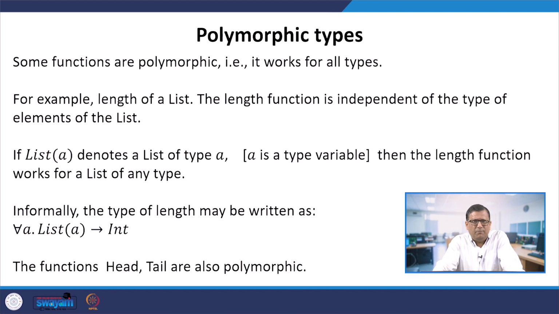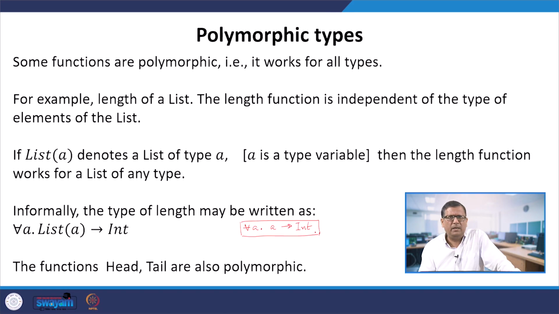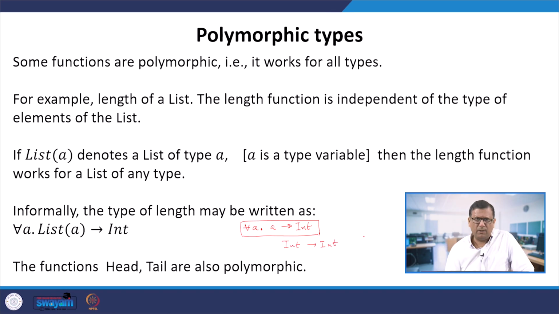So the type of this length may be written as a universally quantified type as for all a, list a arrow int. Now suppose we have written, like, for all a, a arrow int. We may, from our natural way of writing, just write a arrow int. So we may say, then what is wrong with this? So that means if a is int, it will be int arrow int. Then the length function takes an integer and it is telling the length of this integer is something or whatever like that.